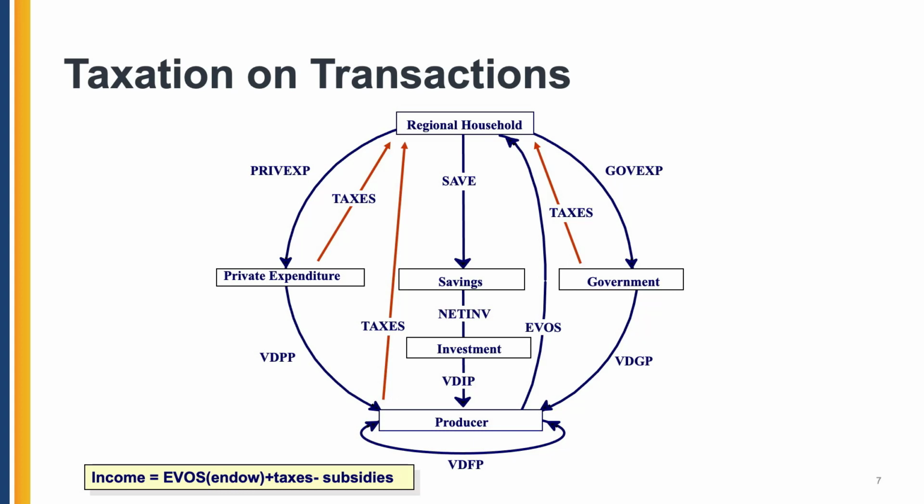And so at the bottom of the slide here, we see that we have the income equation, or the income identity for this model says that take the payments on endowments at the seller's price. So this is the labor owner or the capital owner's pricing, EVOS. Add to it the taxes that are collected on transactions in this economy. Take away any subsidies that are paid out, negative taxes. So the net taxation plus the sale of endowments will always be the income.